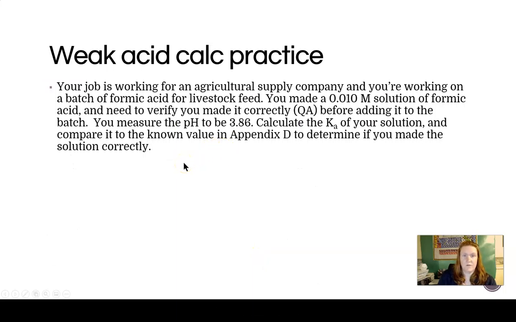Here's an example problem. This is going to use ICE tables and the K values listed in the appendix to solve it. I want you to give it a shot and then watch the next video and see if you've done it correctly.